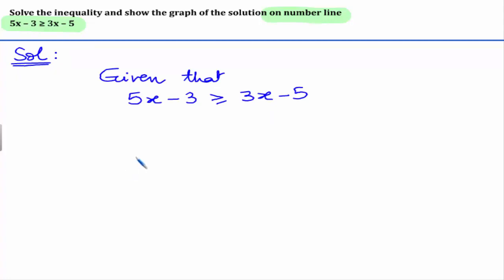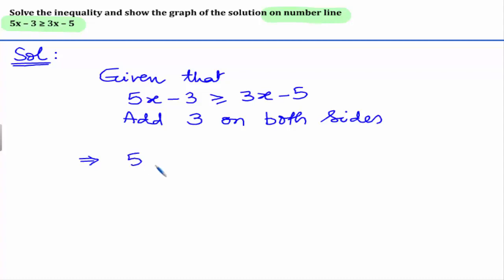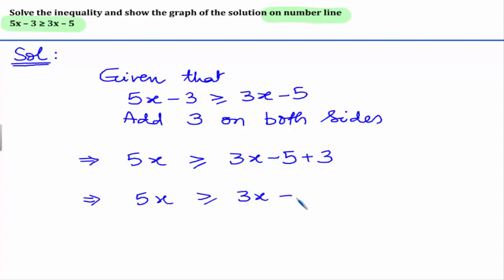To simplify this given inequality, let us add 3 on both sides. Because here minus 3 is there, so if I add 3 on both sides, they get cancelled. We have to check in that way, then we have to take a decision which needs to be added or subtracted. So we get here 5x greater than or equal to 3x minus 5 plus 3. Then on simplification we get 5x greater than or equal to 3x minus 2.